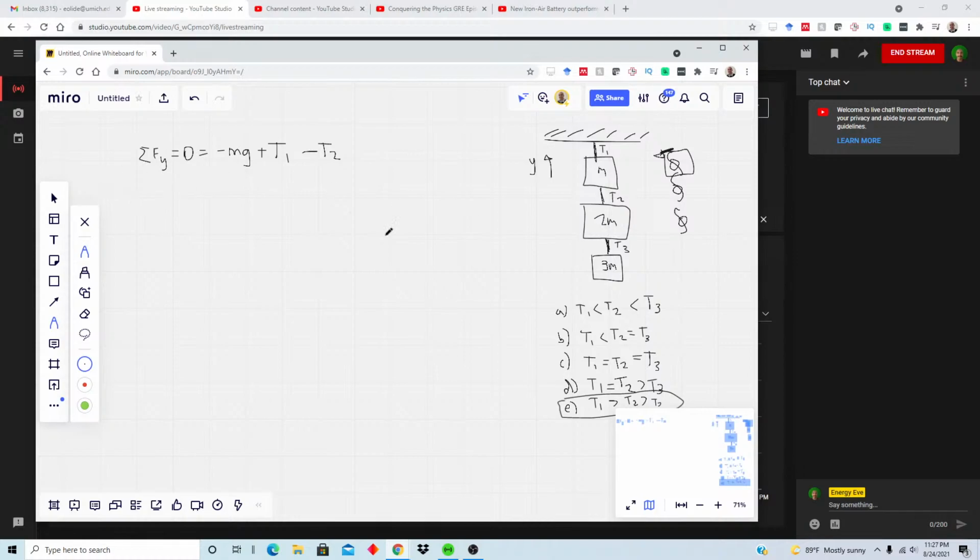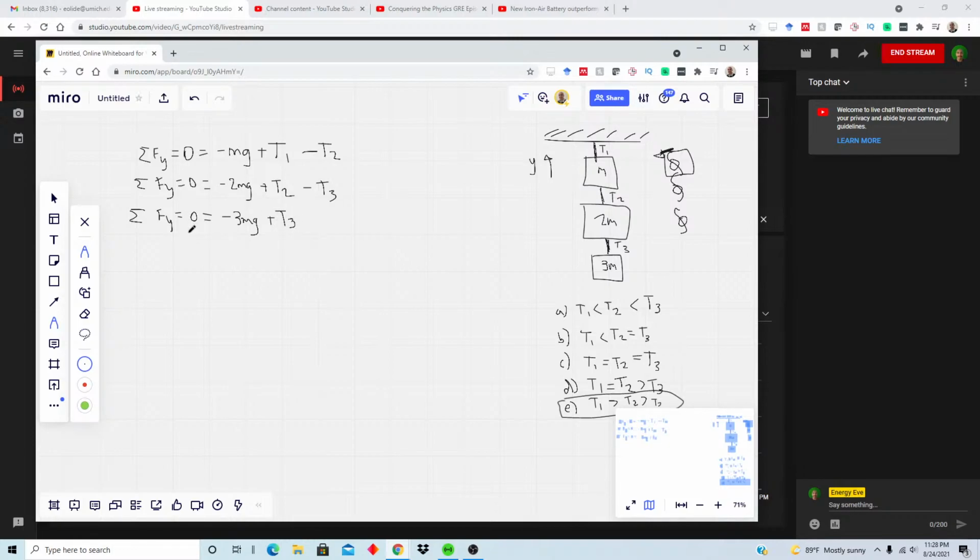For the second one, we look at 2m. Again, we look at the sum of the forces, and we have 0 acceleration. We have gravity pulling this one down, minus 2mg, and then we have T2 pulling it up, so plus T2, and right here minus T3 pulling it down. When we go to this last one, again we have the sum of the forces, and since it's stationary, it's 0. So we have minus 3mg, and there's nothing pulling it down, so the only thing pulling it up is this T3, plus T3.